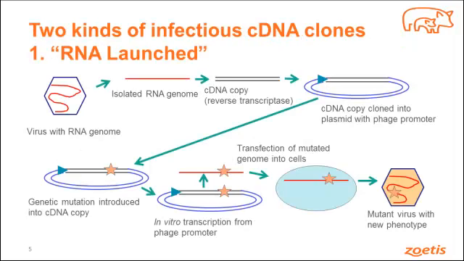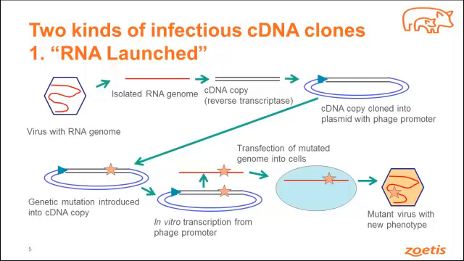So how does one make an infectious cDNA clone? I'll go through this quickly. In the upper left, we start with the virus, single-stranded RNA genome in red, isolate the RNA, make a cDNA copy, and clone that copy into a plasmid that contains the promoter. In this case, the promoter is a bacteriophage promoter, a prokaryotic promoter. Relatively short, relatively simple, useful for in vitro transcription.